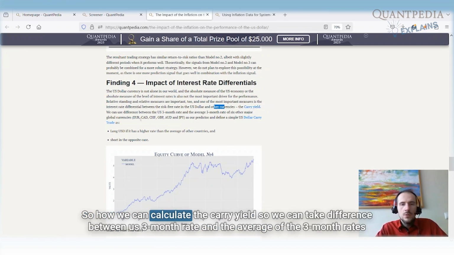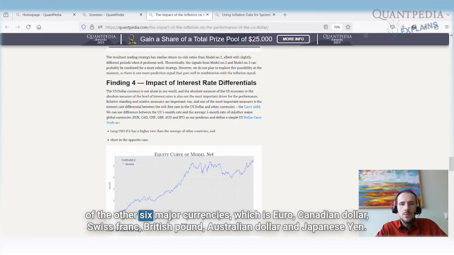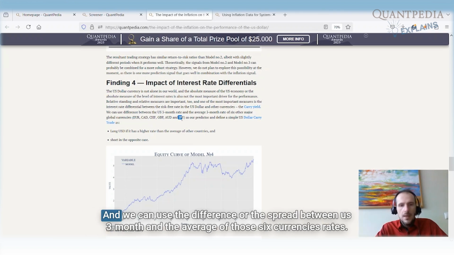So how can we calculate the carry yield? We can take the difference between the US 3-month rate and the average of the 3-month rates of the other 6 major currencies, which are the euro, Canadian dollar, Swiss franc, British pound, Australian dollar, and Japanese yen. And we can use that difference, or the spread between the US 3-month rate and the average of those 6 currencies' rates, as our predictor.